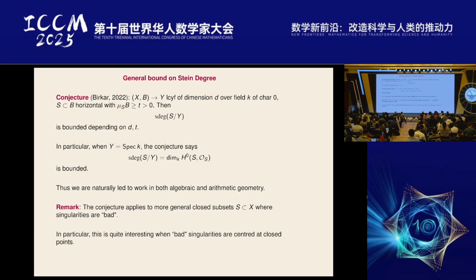In particular, in the arithmetic setting, if your bad locus of singularities consists of, let's say, closed points, then this is saying that for all the closed points where your singularities are bad, you must have a universal bound on the degree of the residue field over the base. And if you prove something like that, that's highly non-trivial.